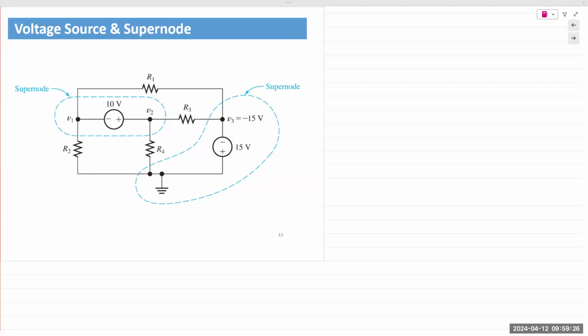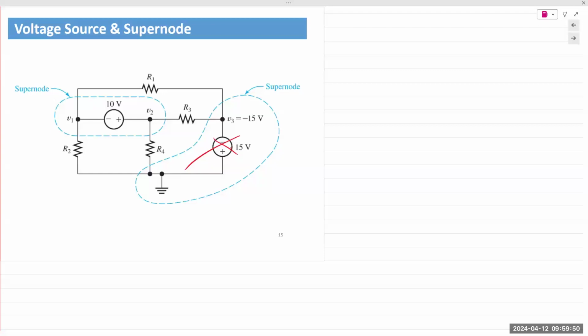But what do you do if you have more than one voltage source in the circuit? You can't write a KCL expression. You cannot apply Ohm's law and express it in terms of a resistor voltage, right? The voltage source doesn't have any resistance. So you can't write a KCL expression. So it's a shortcut to eliminate the voltage source from one of the equations.